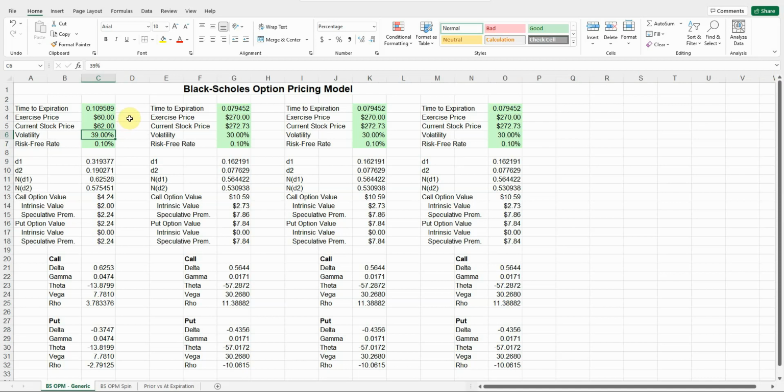So the call option is in the money. If it expired right now, you would choose to exercise it. The put option is out of the money. If it expired right now, you would not choose to exercise it.